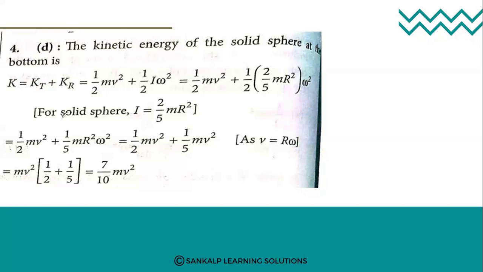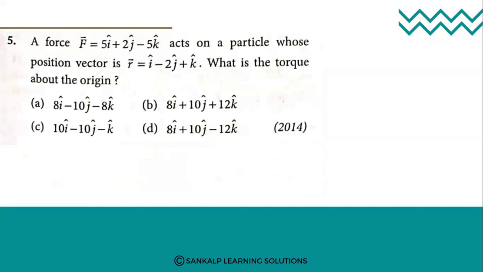Okay, students, next question. See the next question. In this question, they have given the value of the force. F is given as i cap plus 2j cap minus 5k cap, acting on a particle whose position vector is i cap minus 2j cap plus k cap. What is the torque about the origin? So here we need to calculate the value of the torque. Very simple question it is. We just need to put it in a determinant.